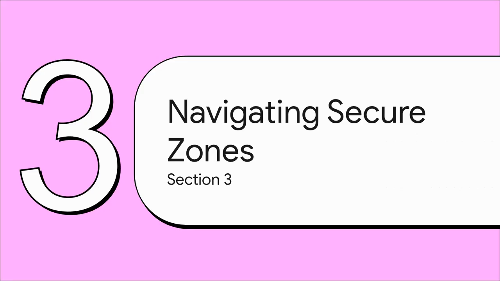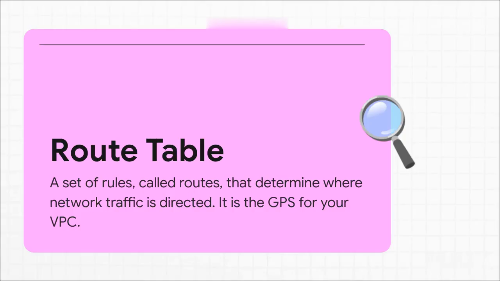So we have public zones and we have private zones. But how does the traffic actually know where to go? How do we enforce the rules of the road and make sure data packets don't get lost or wander into the wrong room? Well, that is the job of the route table.